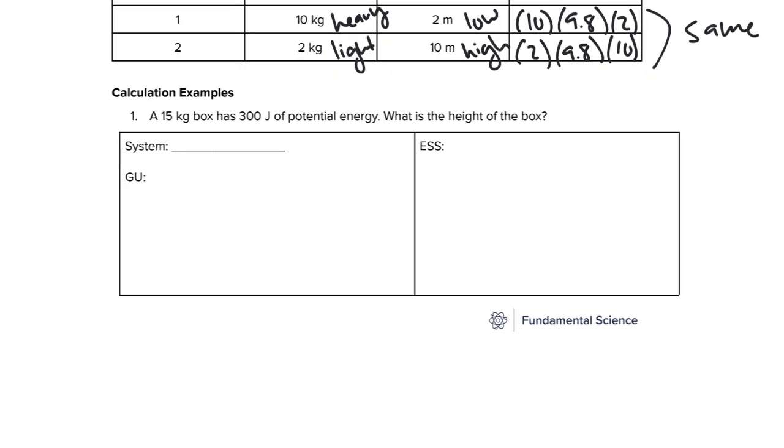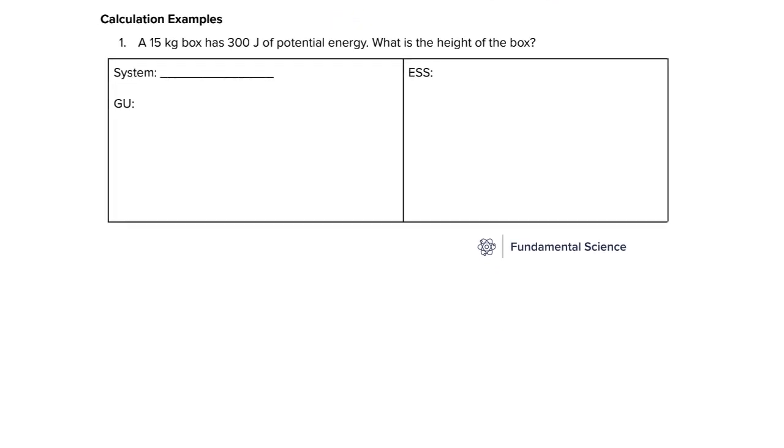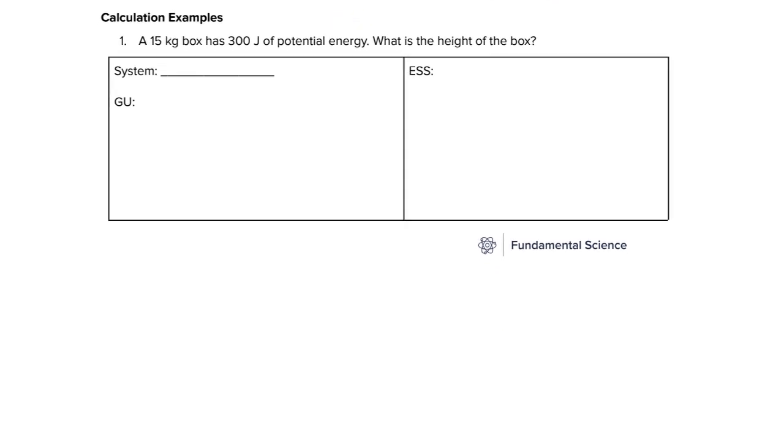Now we also need to do a basic calculation example with this before we go on to some more complex stuff. This example says a 15 kilogram box has 300 joules of potential energy. And the question is, what is the height of the box? Now here we've got kind of a dumb system question again. The system here is simply the box. That's all we've got in the scenario. We've just got a box, but it has some potential energy, so it's sitting up above the surface somewhere.